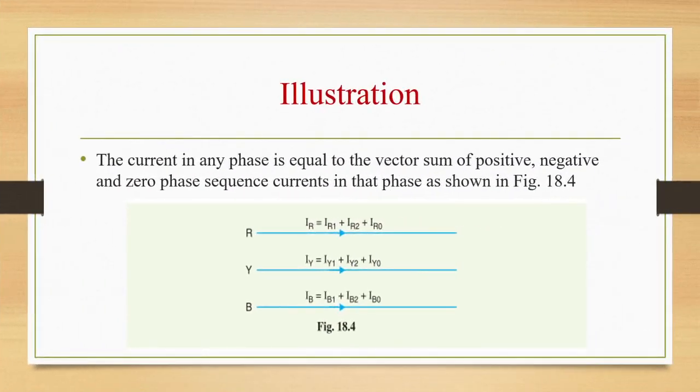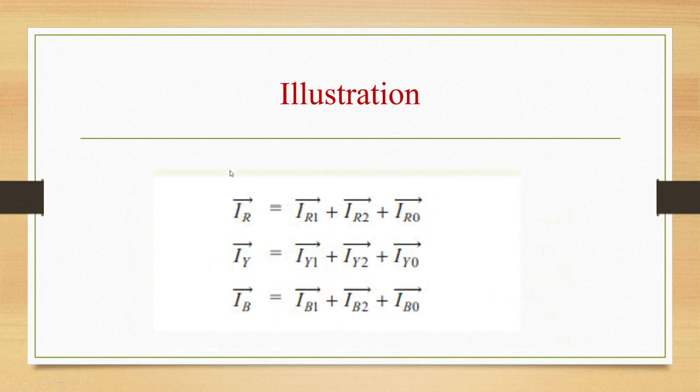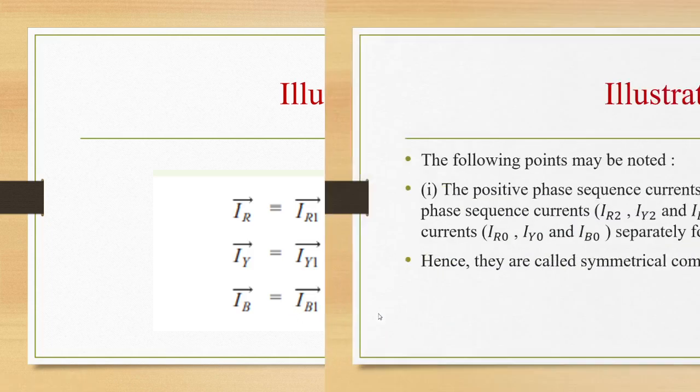Current in any phase will be equal to the vector sum of the positive, negative and zero sequence components in that phase. That is, IR is IR1 plus IR2 plus IR0, IY is IY1 plus IY2 plus IY0, and IB is IB1 plus IB2 plus IB0. These are all vectors, so IR is the vector addition of IR1, IR2, IR0; IY is the vector addition of IY1, IY2, IY0; and IB is the vector addition of IB1, IB2, IB0.